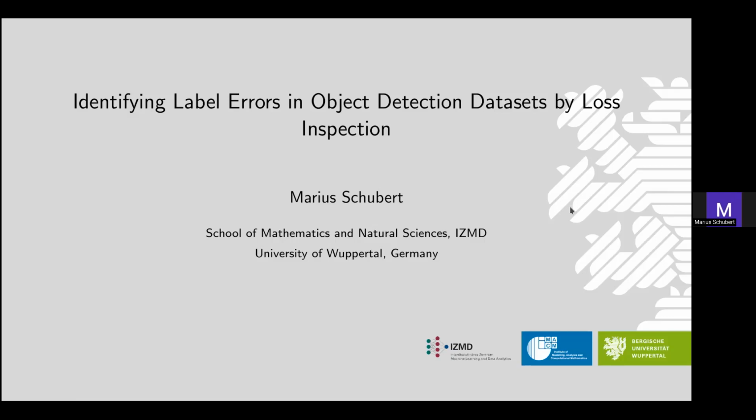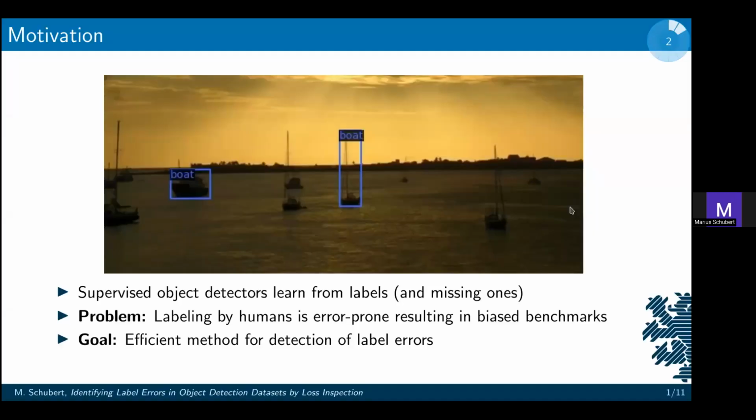This talk will be about our loss-based method that detects label errors in object detection datasets. So the question is, why do we need such a method? Supervised object detectors are trained based on labels, which are acquired by, for example, humans. Due to various reasons, these labels, as well as training and evaluation based on these labels, are noisy, which in the latter leads to biased benchmarks.